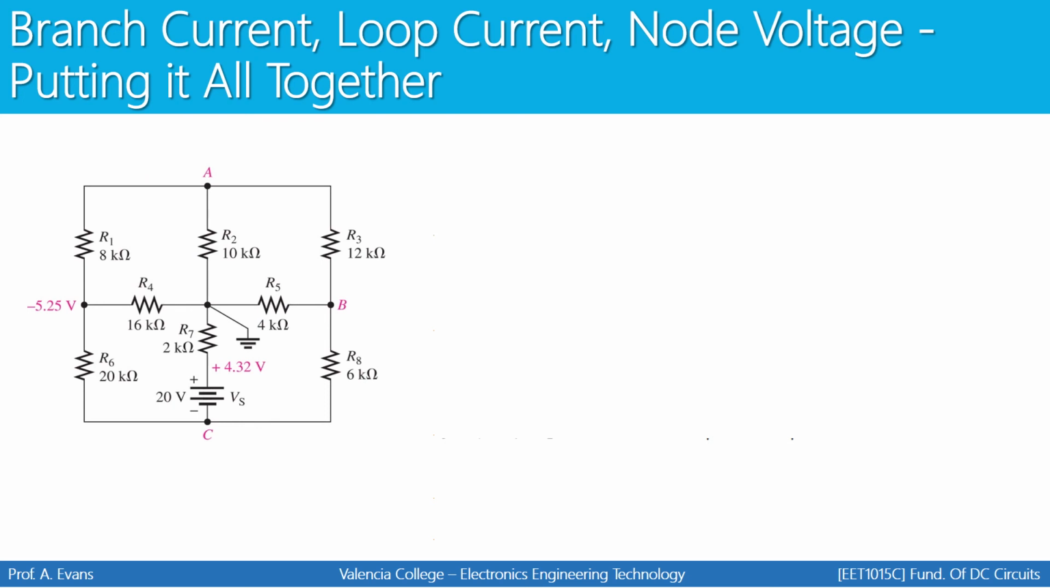Okay, so now we're going to go over the solution for this. We're going to begin with I7. We know the voltage from this point to ground is 4.32 volts. We can use Ohm's law to find the current flowing through R7, and we know it's got to flow this way. So that's just Ohm's law. So we know the current through R7.